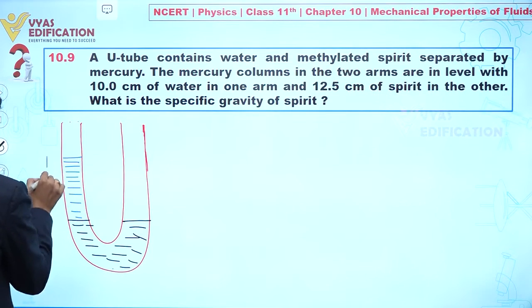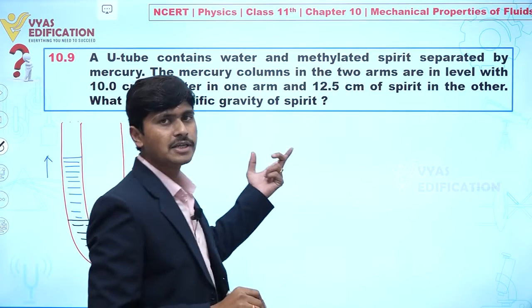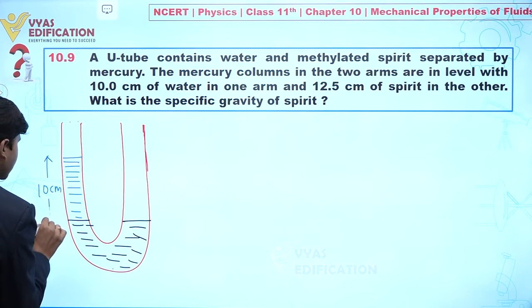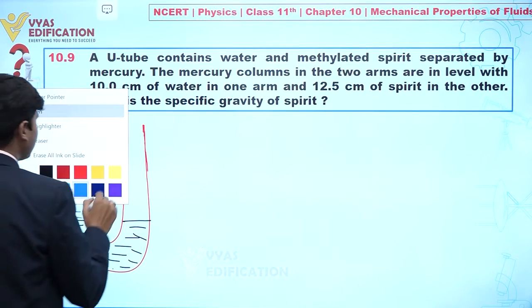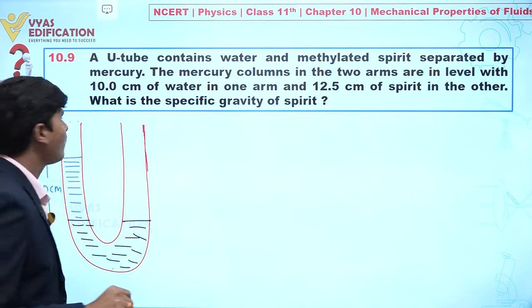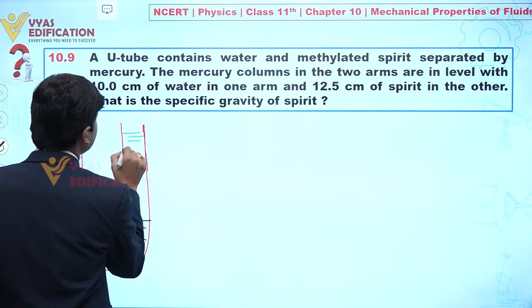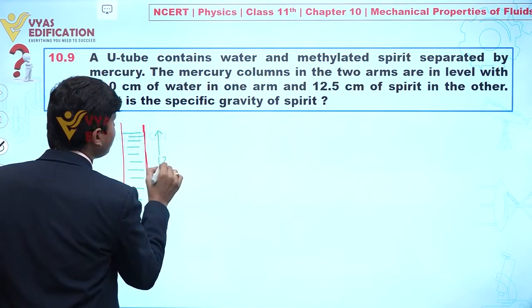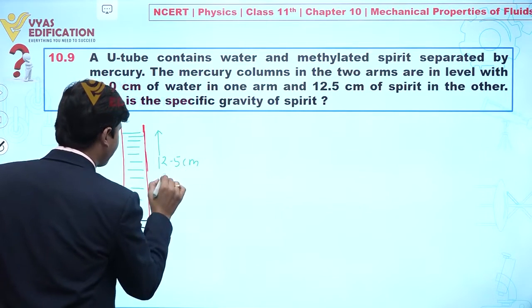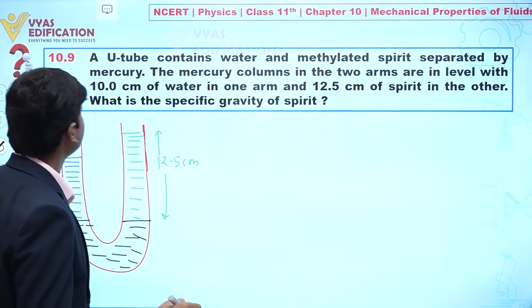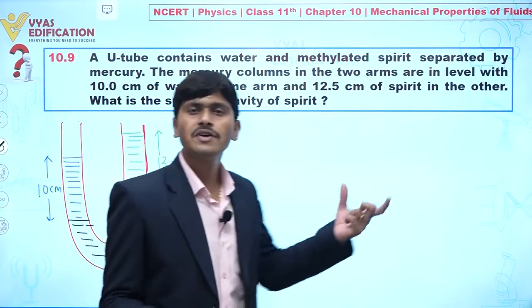And it is given in this question that this water column has a height of 10 centimeter. So we can say this one is 10 centimeter. On the other hand, we have a spirit. Let's suppose this spirit is up to this level, and this value is given to you as 12.5 centimeter. Clear to everyone? Now what is my objective? My objective here is to calculate the specific gravity of the spirit.